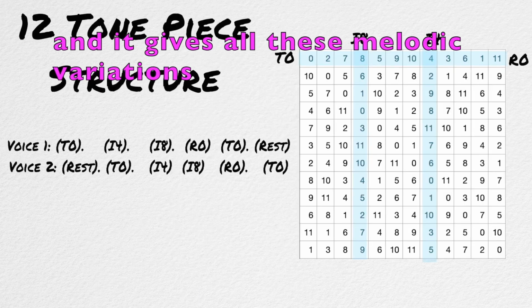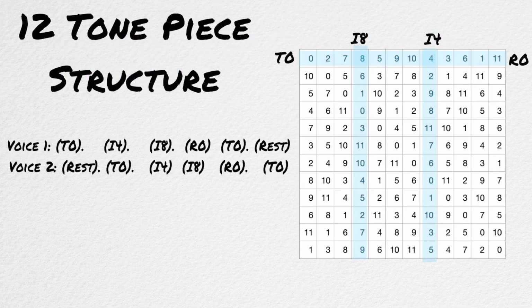My piece will be 2 voices, and the voices will be doing this. Voice 1 will play a theme of T0, and voice 2 will rest. And then voice 2 will take over T0, and voice 1 will play I4, and will continue in a canonic structure. I'll treat each row as a theme, so when T0 is played in the first voice, it will be repeated identically in the second voice.